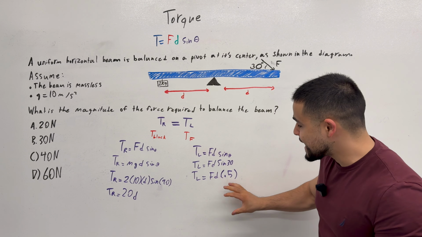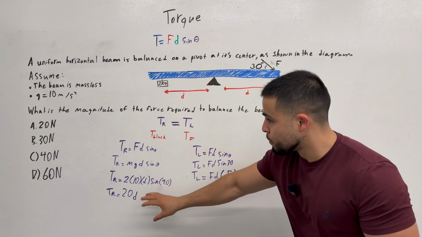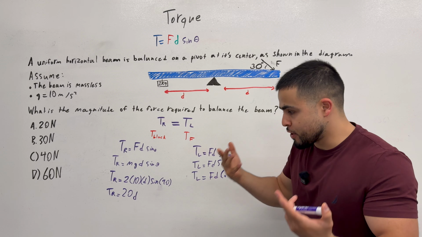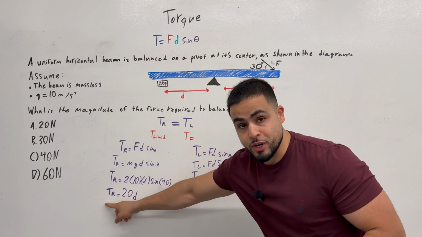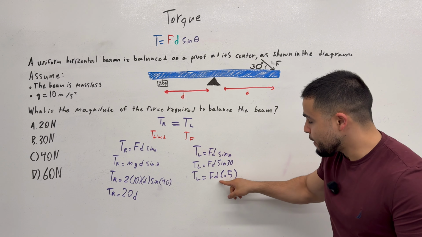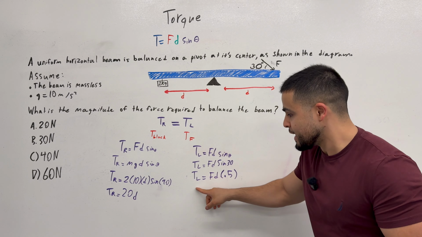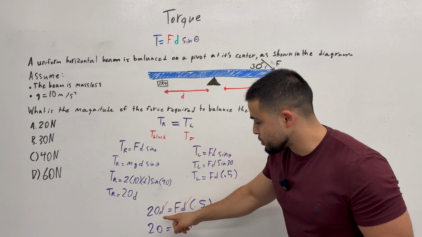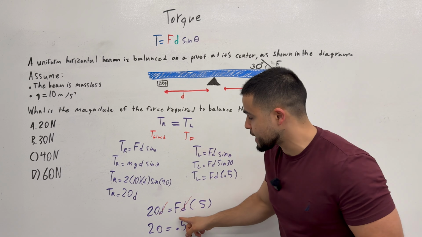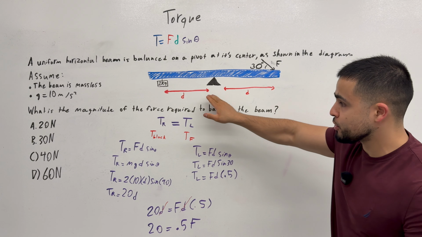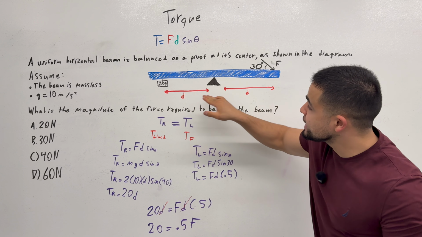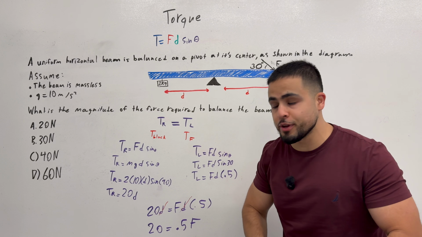So now let's set these equal to one another because recall TR equals TL. So therefore 20D, which is what TR is, will equal FD times 0.5, which is what TL is. As you can see, I was able to cross D out on both sides, and that's because, as we mentioned earlier, the distance on this side is equal to the distance on this side. So therefore, you can just cross them out.